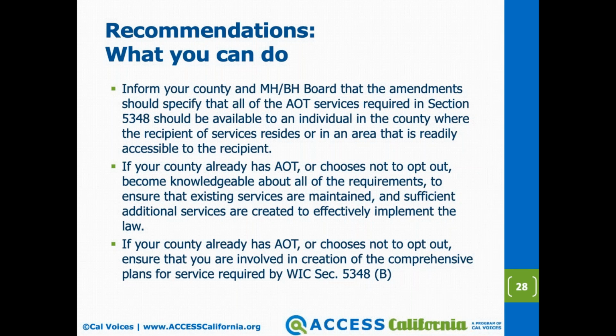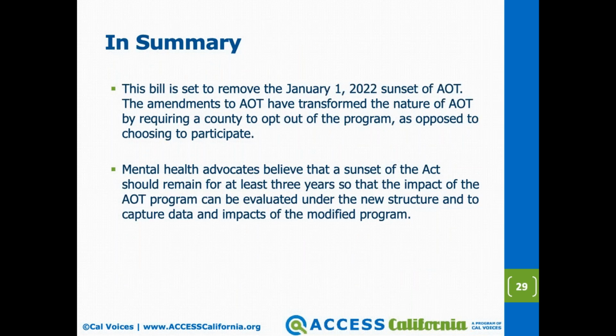And if your county has AOT or chooses not to opt out, become knowledgeable about all those requirements that we went over a few slides ago to ensure that existing services are maintained and sufficient additional services are created to effectively implement the law. And if your county has AOT again and doesn't choose to opt out, ensure that you are involved in the creation of the comprehensive plans for services required by the Welfare and Institutions Code. So really arm yourself with good information so that you can know how to move forward and how to be of support and how to advocate appropriately. I'm going to go ahead and hand over the summary to Andrea.